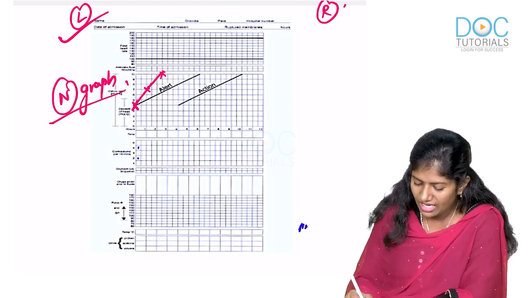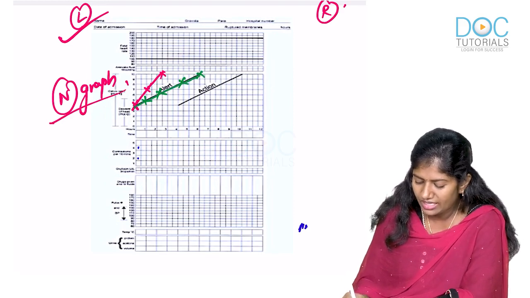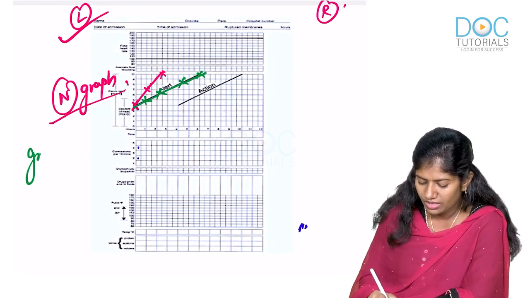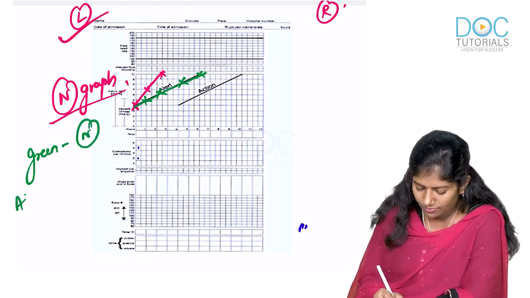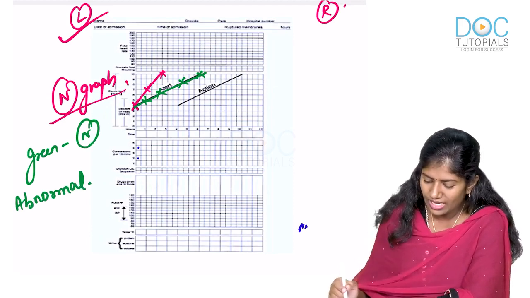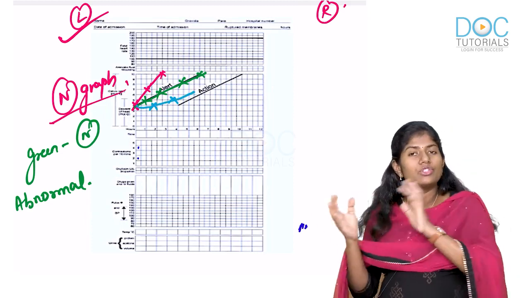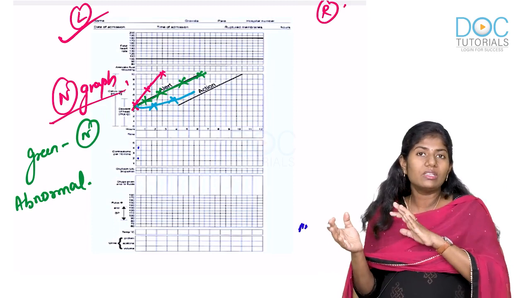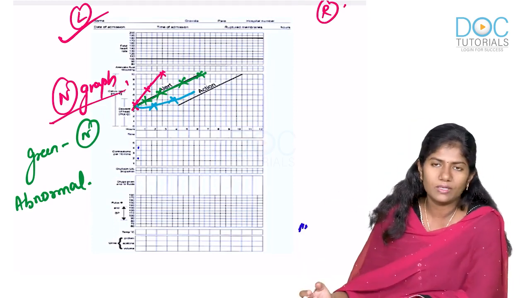If the graph exactly falls on the alert line, it's like this, like this, like this, and like this. If it is like this, green color, green is also normal. When will I call it abnormal? I'll call it abnormal if any of the alphabet X is to the right of the alert line. That means if the graph goes to the right of the alert line, in between the alert and the action line, or to the right of the action line, then it's abnormal.